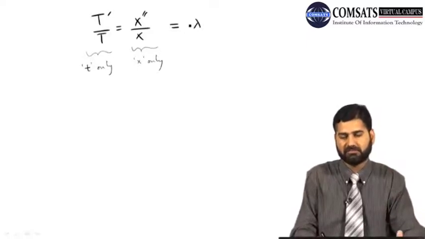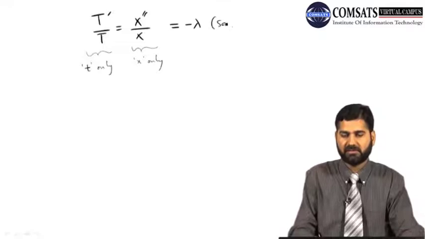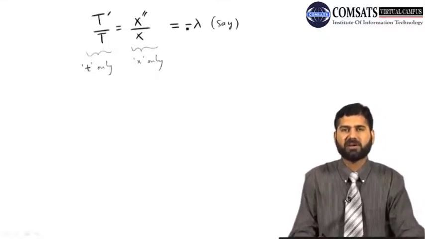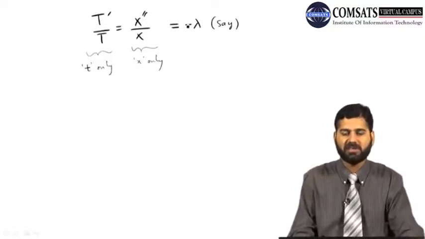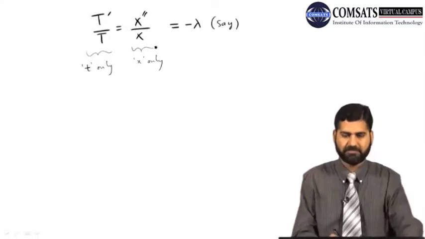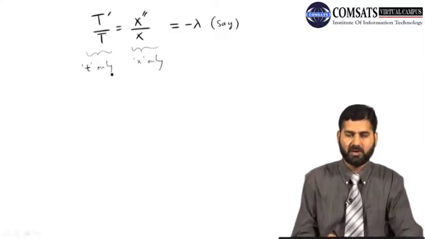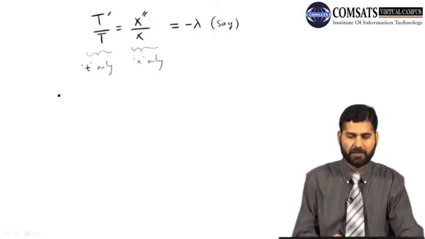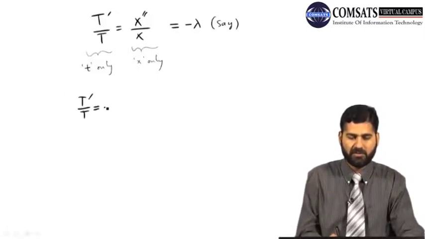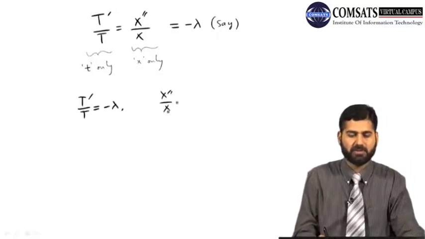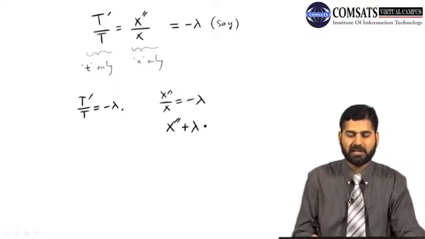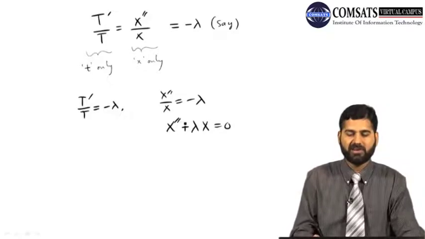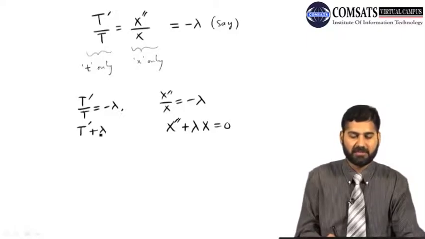You can call it lambda, minus lambda, whatever. We take the minus for our convenience. You can even take lambda, it doesn't matter, but for convenience we take negative lambda. It looks a little better, and how it looks better you will come to know in a second. Now T prime by T will be equal to minus lambda, and X double prime by X should be equal to minus lambda. So you get X double prime equal to minus lambda X, and you bring it here, so it becomes plus. Now it looks better: X double prime plus lambda X equal to 0, and T prime plus lambda T equal to 0.